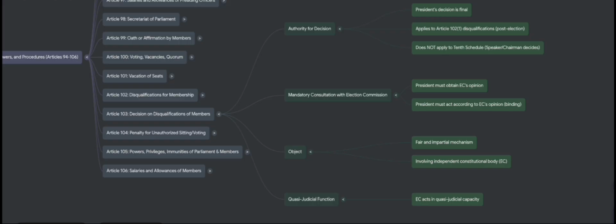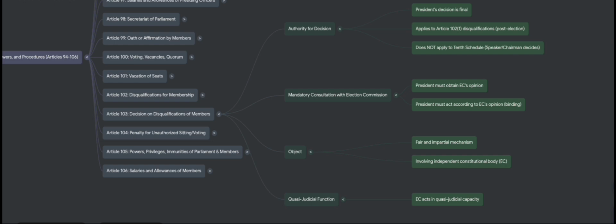Okay, so the President decides. But the President doesn't act alone on this, based purely on political advice, right? There's a mandatory consultation mentioned that seems quite powerful. Absolutely critical point. Before giving any decision on such a question of disqualification, the President must obtain the opinion of the Election Commission of India. And here's the real kicker, the binding part. The President shall act according to such opinion. So the Election Commission's opinion is, in effect, binding on the President. That's an incredible power vested in an independent constitutional body, especially concerning the fate of an elected legislator.